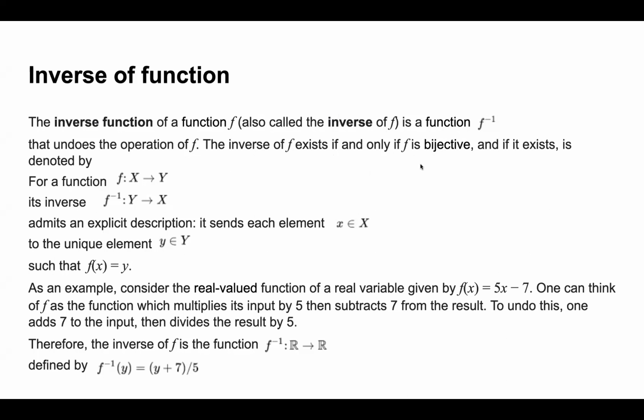Okay, f is bijective means what? F must be both 1-to-1 and onto. So that will be called bijective. It means it is possible that the inverse of a function exists if and only if f is bijective. Okay, what does injective mean? 1-to-1.